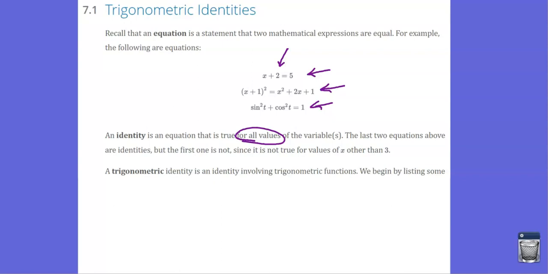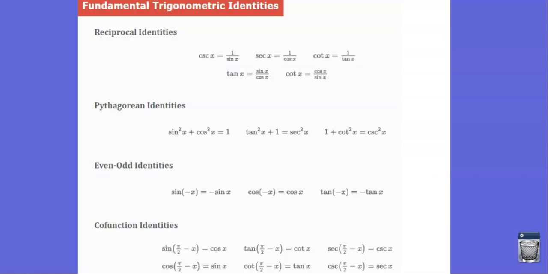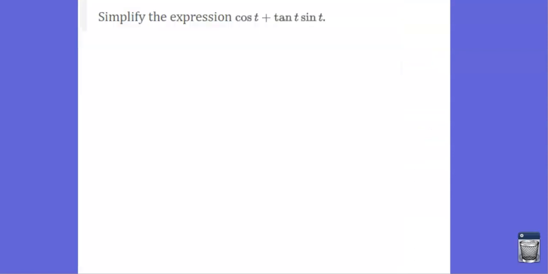A trig identity is an identity involving trig functions. Let's look at a few of them. You might have to pause the video and look over them. These are common, and a lot of those we've seen before. And then the other ones are even-odd identities and co-function identities. There's actually a ton more identities that we're going to be talking about in this chapter. Again, you might have to pause the video to look over those, but we're going to use these identities to help us simplify expressions, and we're actually going to prove some of these identities.